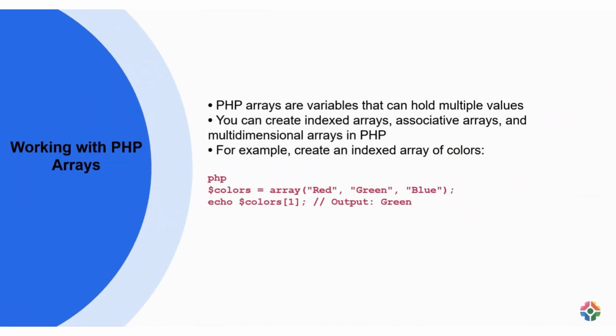PHP arrays are versatile data structures capable of storing multiple values. Three common types include indexed, associative, and multidimensional arrays. An indexed array, like the one holding colors, uses numeric keys to access elements.